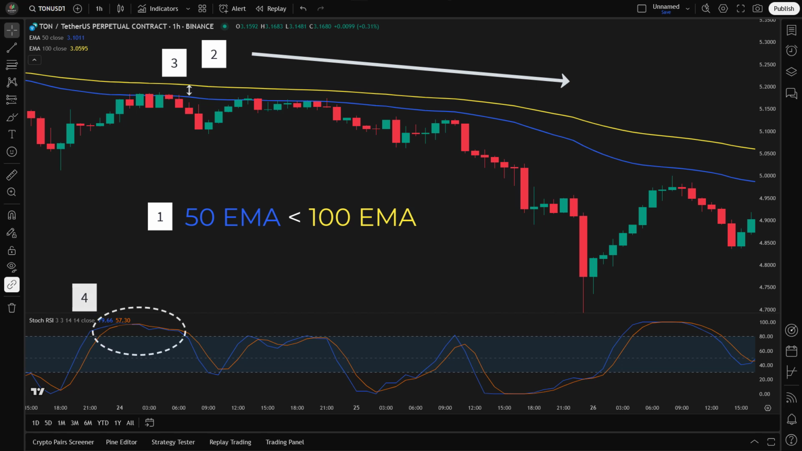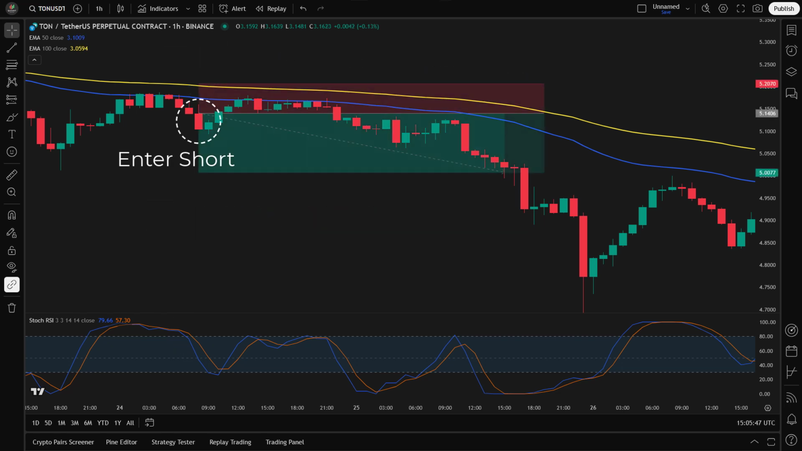Next, we check if the stochastic RSI stays above the overbought level for a little while. And finally, we wait for it to cross back below the overbought line. That's our potential signal to enter. Once all that lines up, we enter the short trade on the next candle. For the stop loss, we set it just above the most recent swing high. And for take profit, we go with a 2-to-1 risk-reward ratio. If the price drops and closes below that take profit level, we're out.